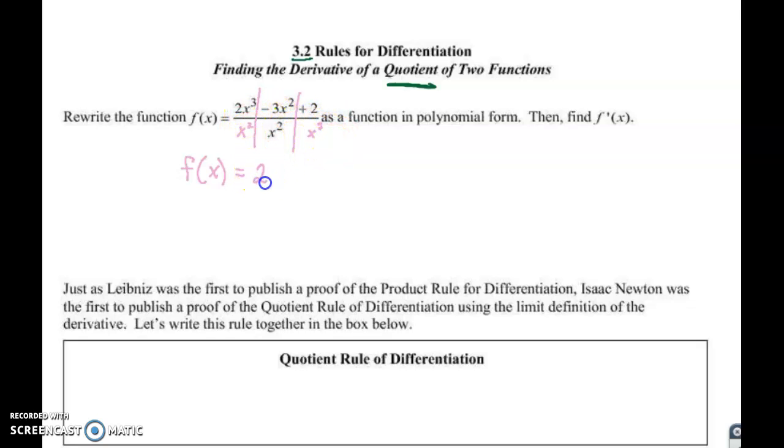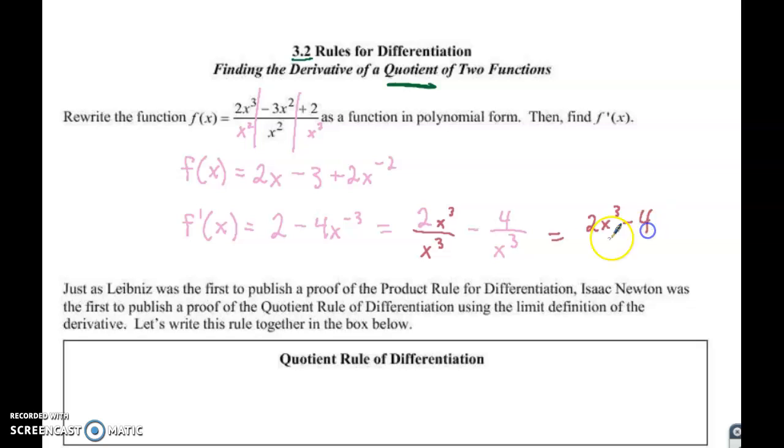So what they're trying to get at is that this is the same as 2x minus 3 plus 2x to the negative second power. So then the derivative of this is simply 2 minus, that would be 0 right there, so you don't have to write it, but then this would be minus 4x to the negative third power, which is the same thing as 4 over x cubed. Well, if you get the same denominator, it would be x cubed over x cubed. So you're looking at 2x cubed minus 4 over x cubed. And there might be a little bit more simplification to happen there.